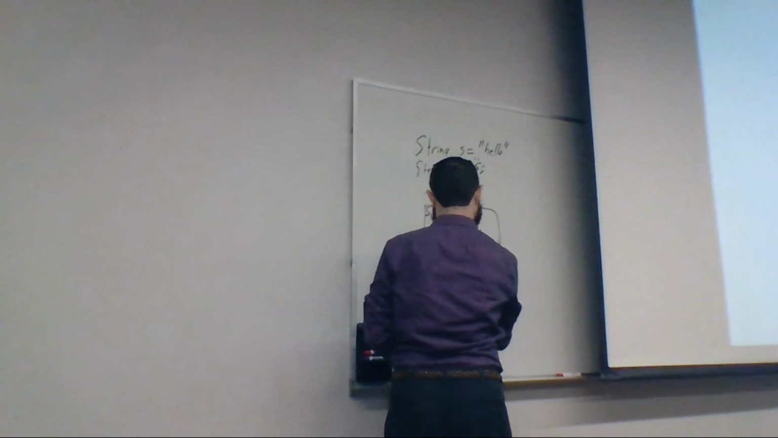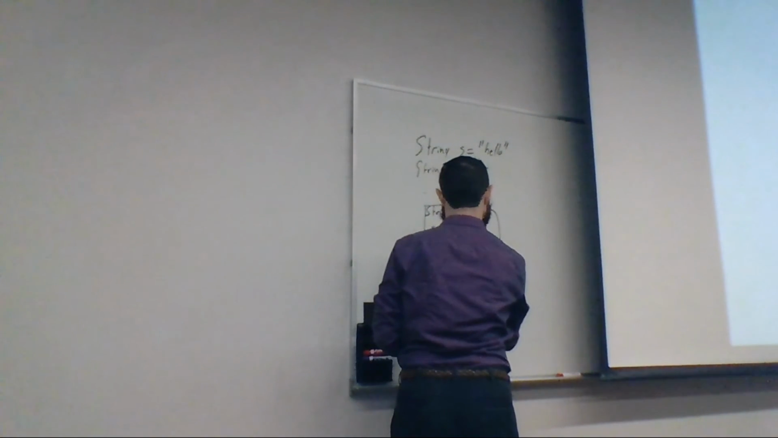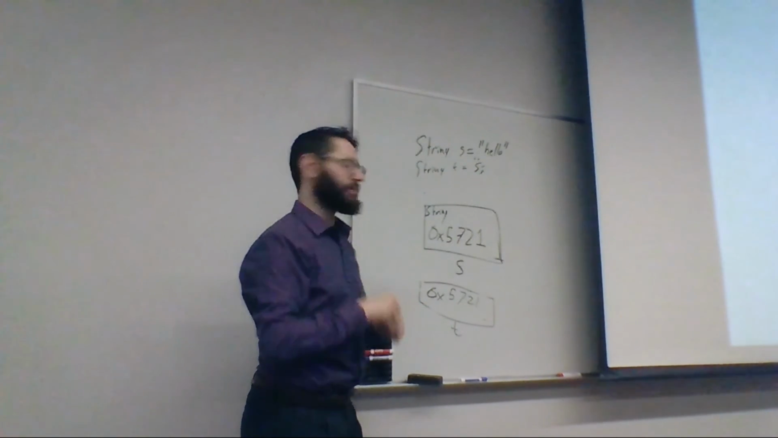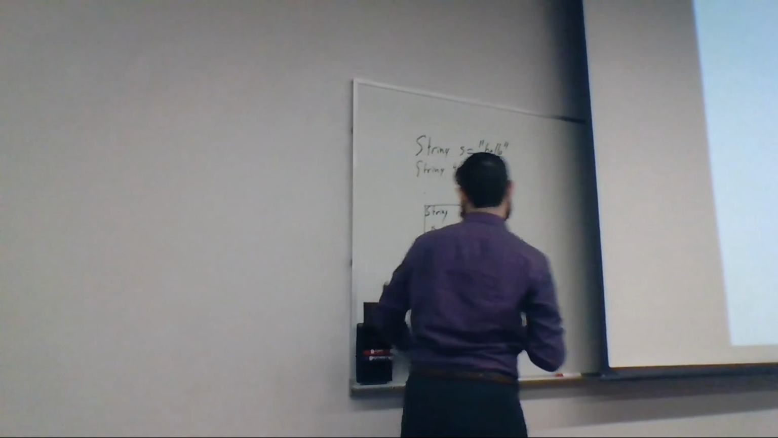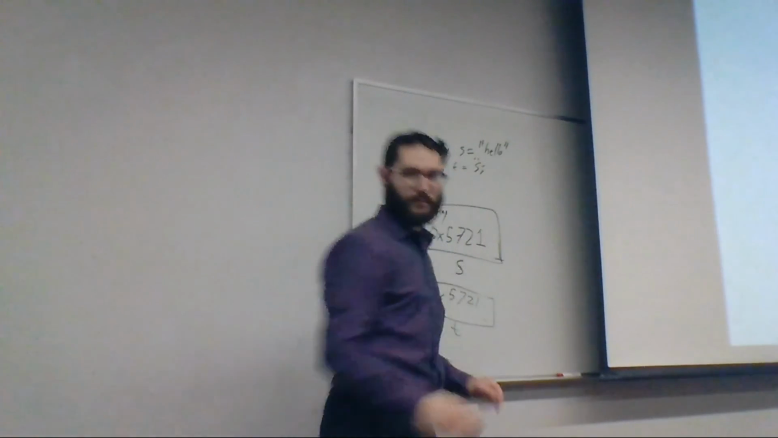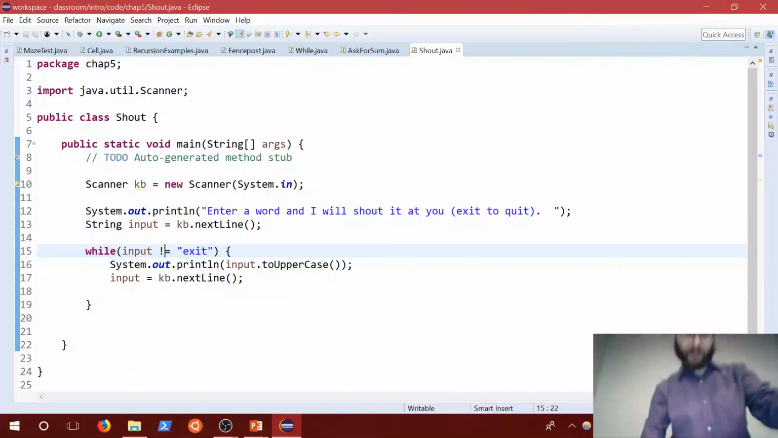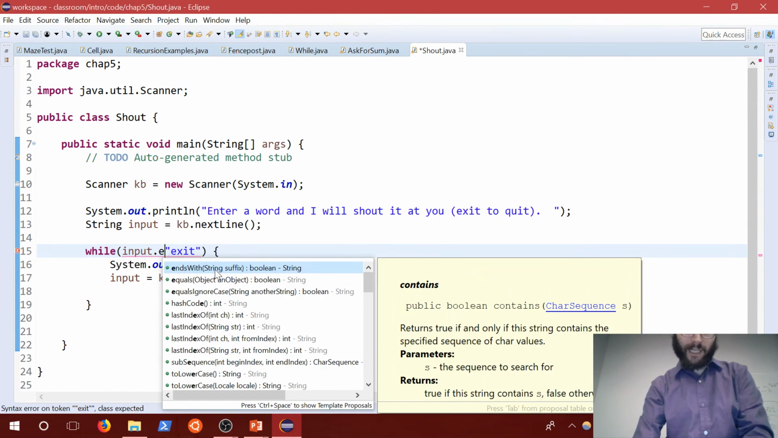And in this case, they will be true. The double equal statement would be true. So instead, as a result, what we need to use is the dot equals method inside of a string. So instead of going, if it's not equal to exit, we'll go input dot equals.